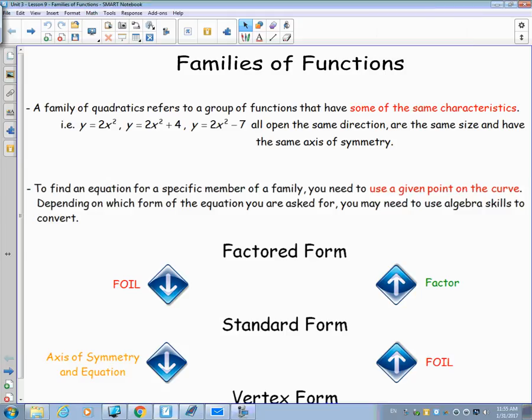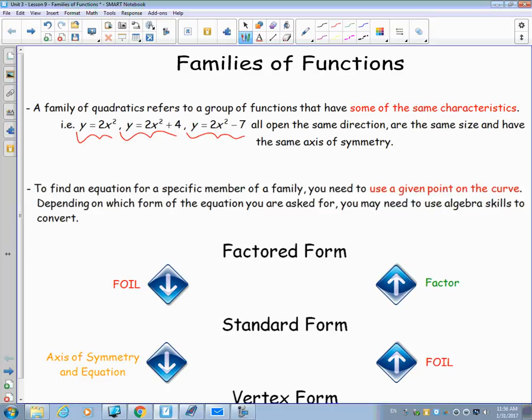In this lesson, we're going to examine families of functions, that is, quadratics that share some characteristics, and also possibly things that tell them apart. Kind of like your parents and you share some characteristics, but you also have some differences. Okay, so if we look at this first example up here at the top, we notice that we have y equals 2x squared, 2x squared plus 4, and 2x squared minus 7.